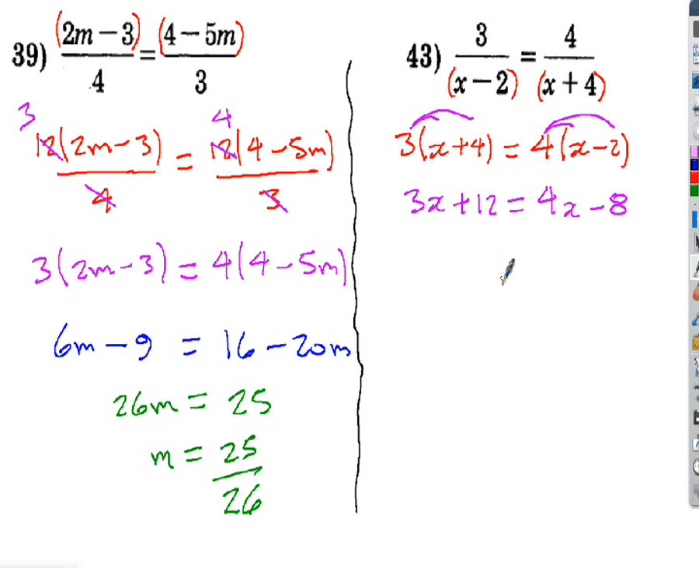Now collecting my terms together, if I subtract 4x from both sides of the equation I'll get negative x on the left hand side, and if I subtract 12 from both sides of the equation I'll get negative 20 on the right hand side. Negative 8 take away 12 is negative 20. So therefore we can clearly see that x is equal to positive 20.